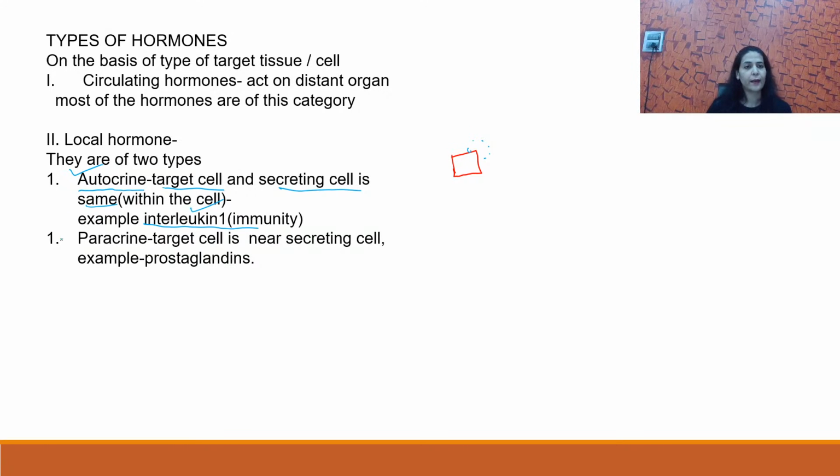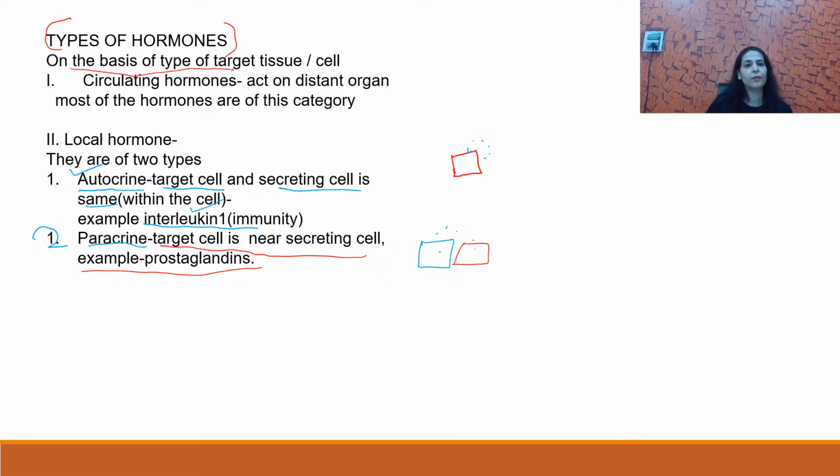The next is paracrine, and this has to be number 2. In paracrine, if this is the cell that's producing hormone, it acts on the cell that's very next to it. So the hormone eventually enters over here. So the target cell is near the secreting cell. Example, prostaglandins.